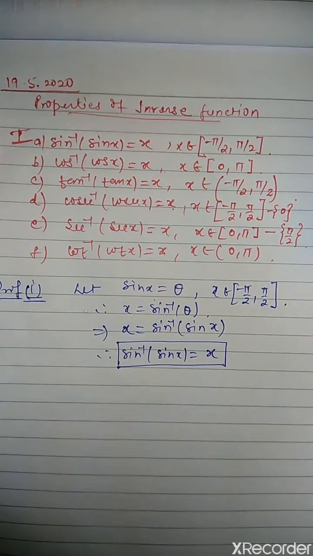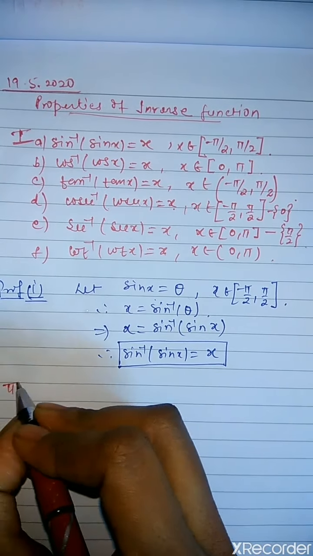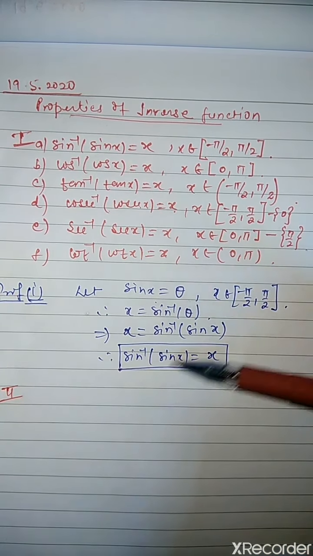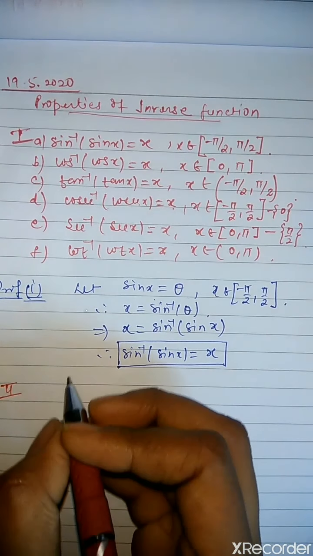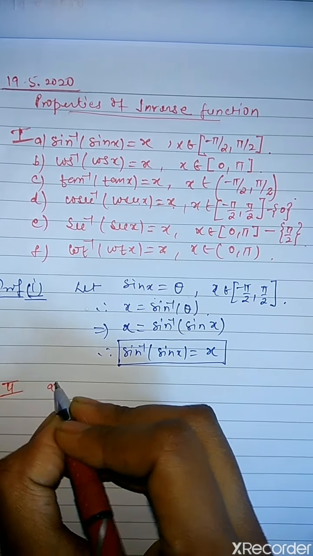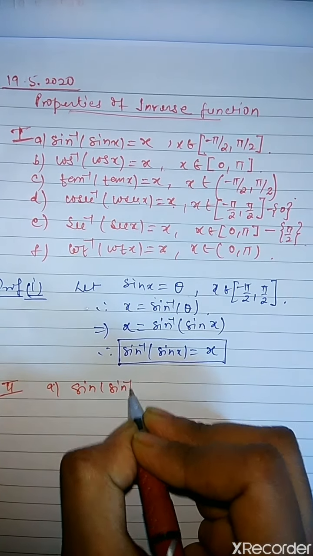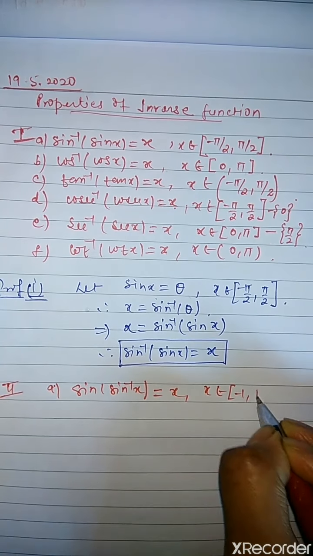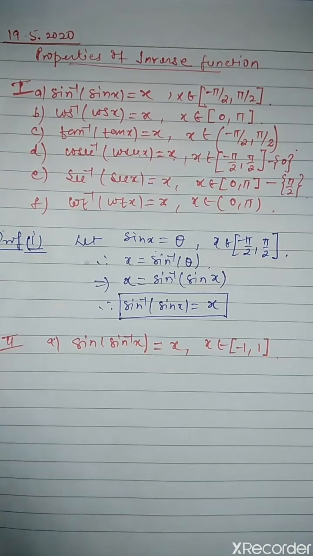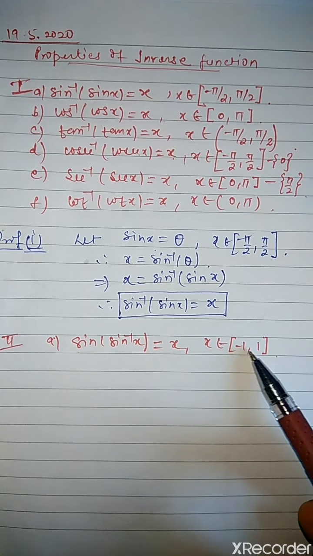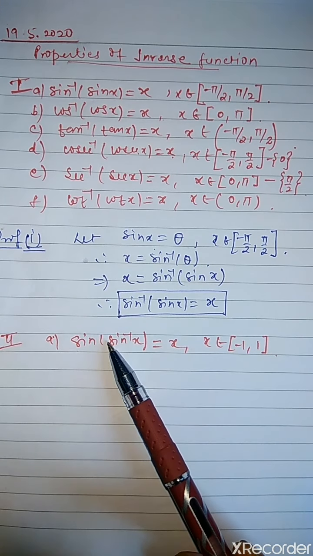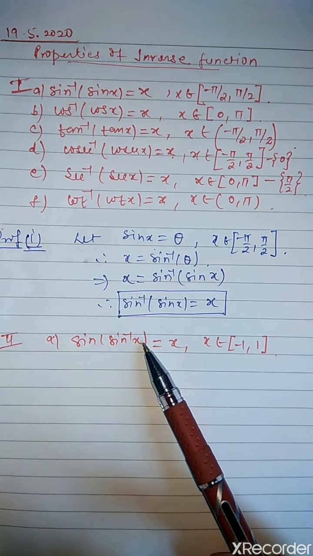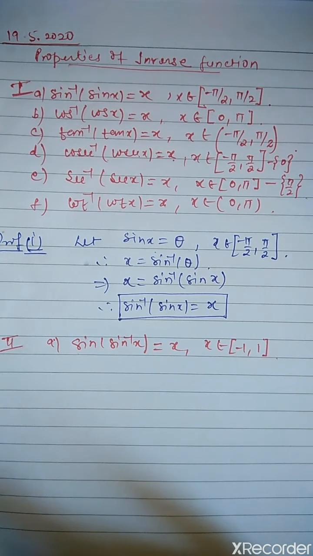Okay, so let us see the second property. For all the rest you have to prove in your copies; I am showing only the first one. The second property says that sine of sine inverse x is again equal to x. The condition is x belongs to minus 1 to plus 1. Why is this taken? Because here we are dealing with the inverse function, and minus 1 to 1 is the domain.